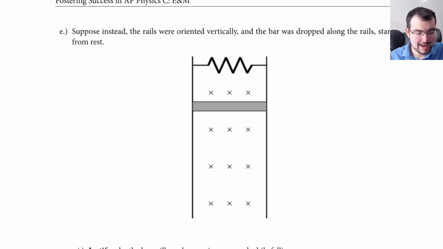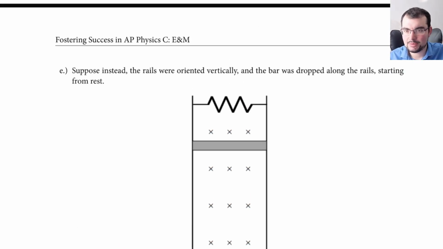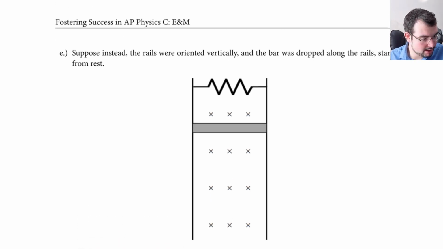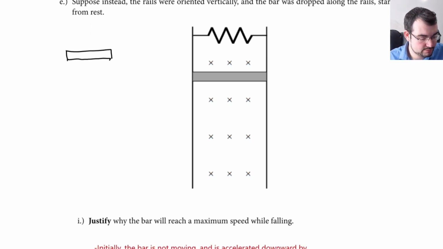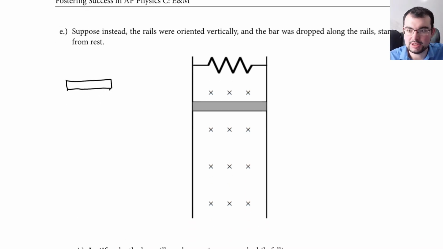All right, and then the last variation of the bar problem we'll look at now is the same problem, except you drop the bar along the rails and it's a vertical problem. So now we're going to incorporate gravity. So what's going to happen? Well, initially, it says justify why the bar will reach a maximum speed by falling. That's actually our first part.